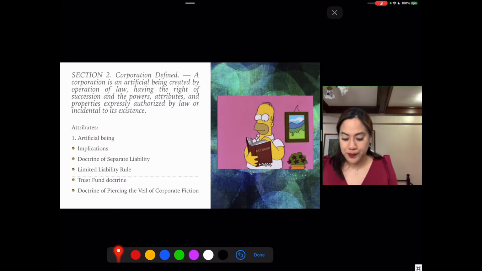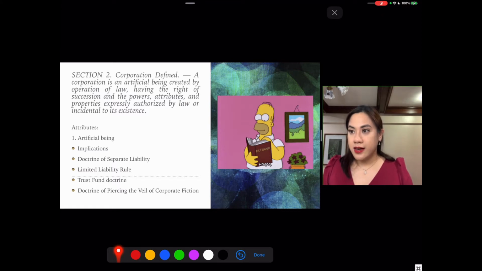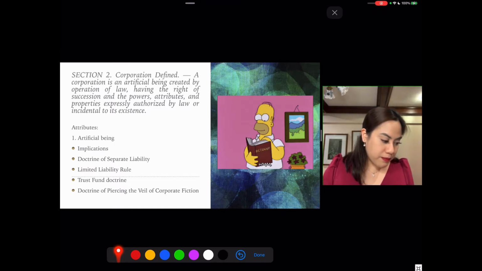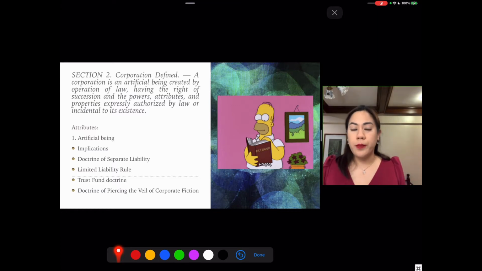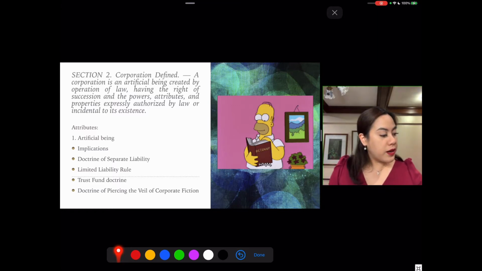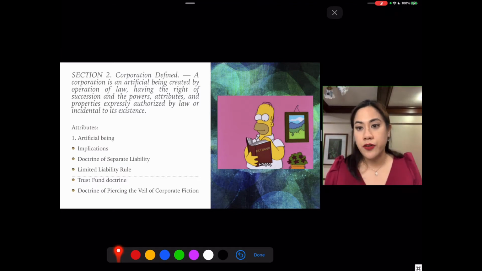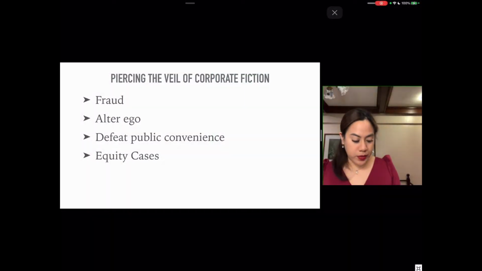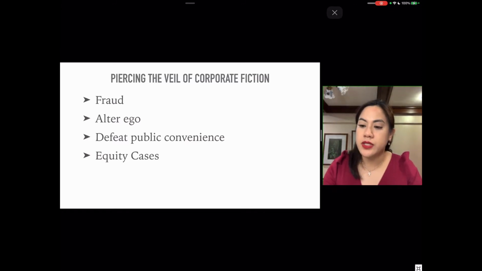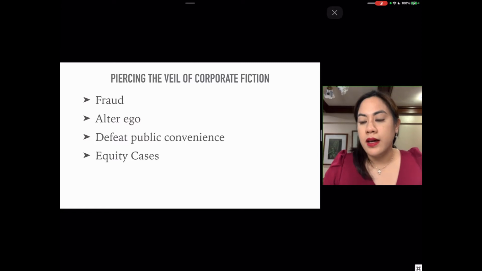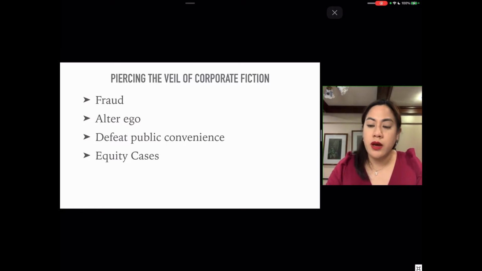And I've actually read the cases enumerated by De Leon. You don't need to memorize them, but I read the full case just because I want to clarify more on these 4 types of instances when the doctrine of piercing the veil of corporate fiction applies. So for example, in the case of Marvel Building Corporation versus David, David being a collector of the BIR back then, the BIR attempted to seize 3 buildings.